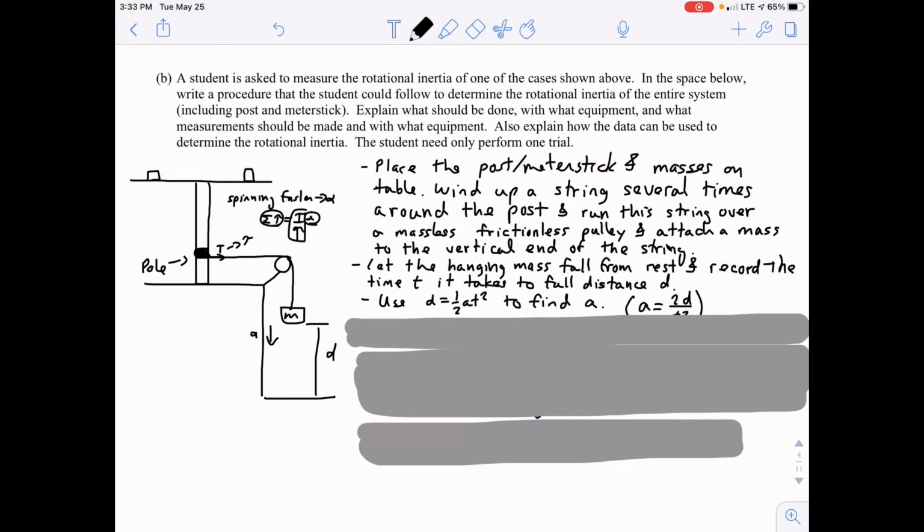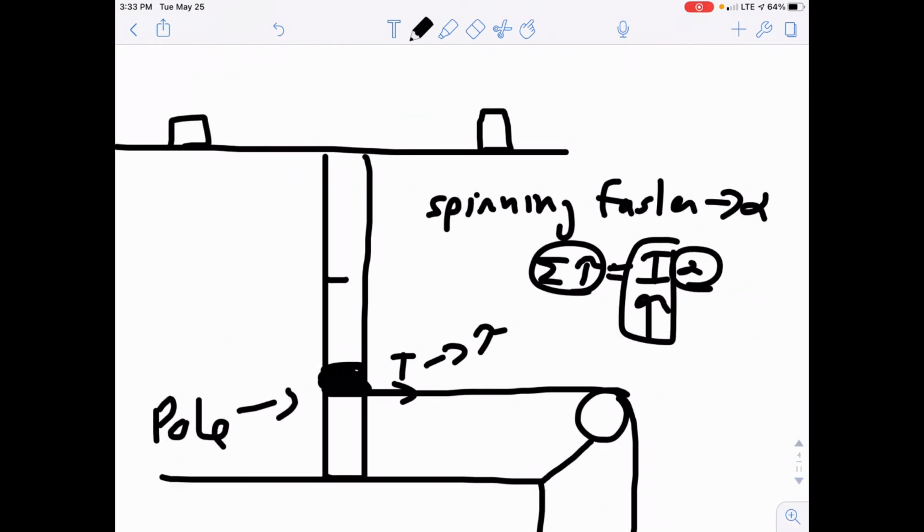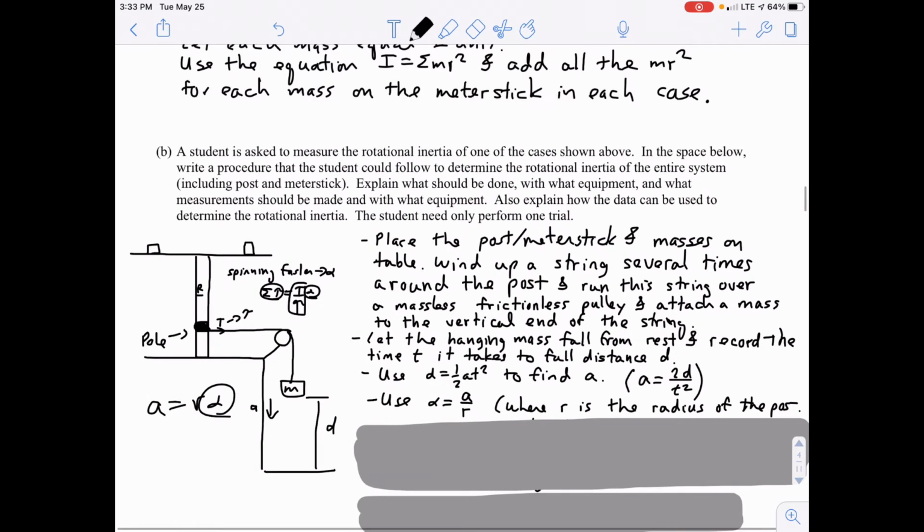Using that, you can find the acceleration of the block, which is the same as the acceleration of the string at the edge of the pole that's twisting the pole. Then we can use the equation a equals R alpha, and solve it for alpha. Alpha equals a over R, where R is the radius of this post here, half of the diameter.